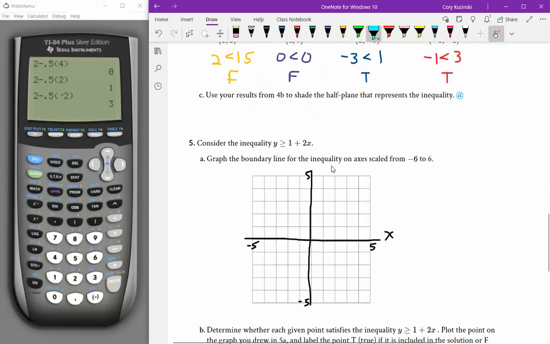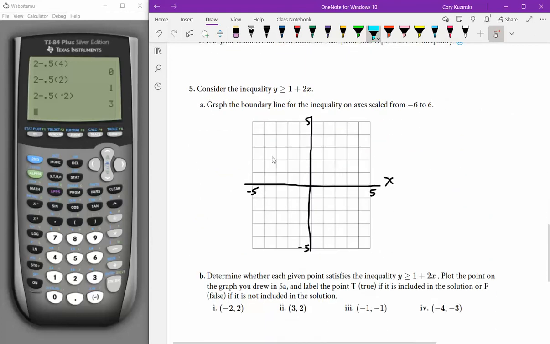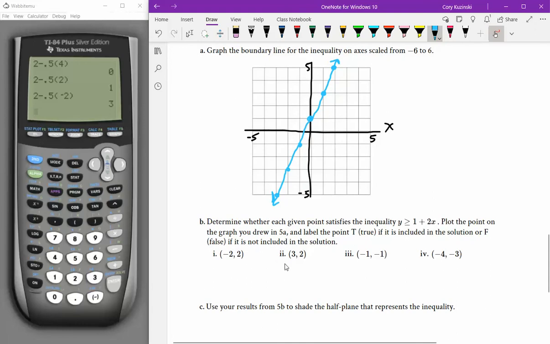All right, same kind of idea here. Let's graph this boundary line. So, y-intercept of 1, slope of 2: up 2 over 1, up 2 over 1, down 2 left 1, down 2 left 1. Okay, it is a solid line because of the "or equal to." Spoiler alert, that means every point that's on the line is going to work in the inequality. And that brings us to part B here.